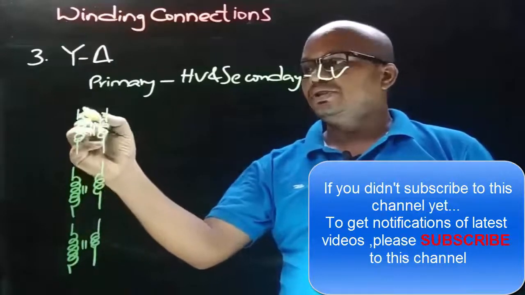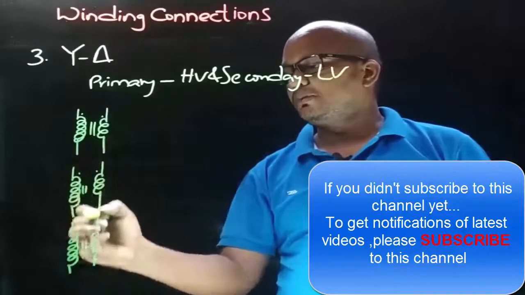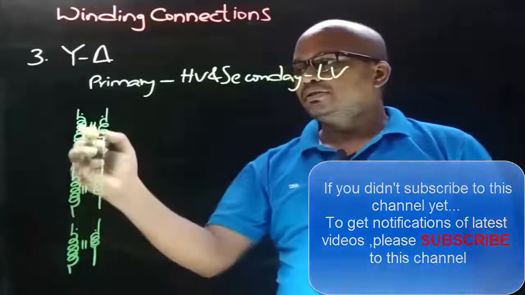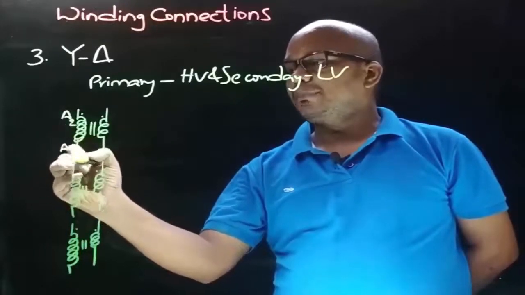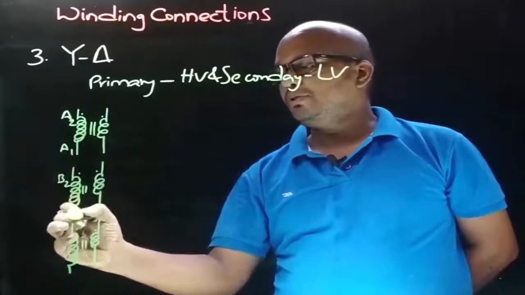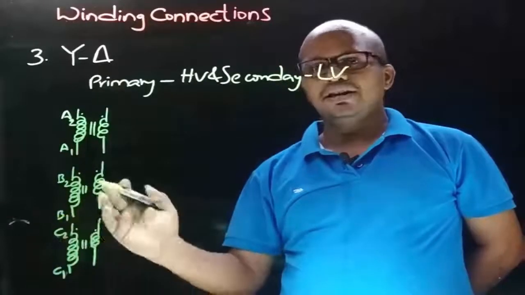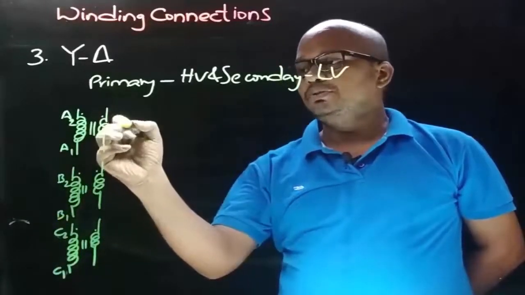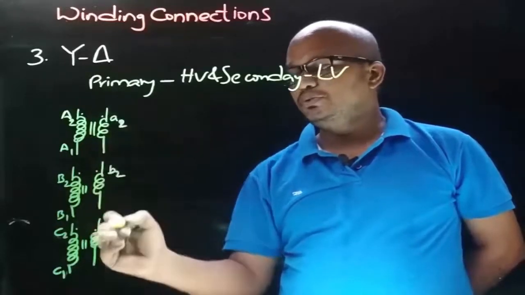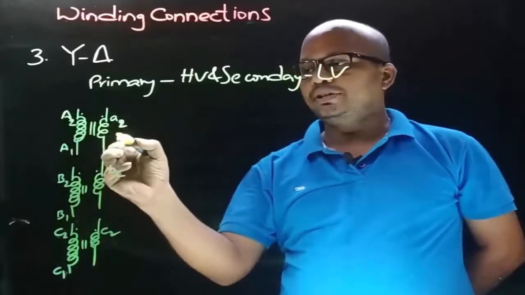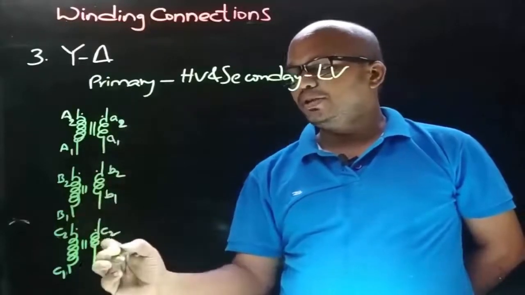Now let's give the notations, as this is the HV side. So HV side notations are in capital letters, and let's consider these as dotted end terminals on both primary side and secondary side. So on primary side the terminals are capital A2, capital A1, capital B2, capital B1, capital C2 and capital C1. Here A2, B2, C2 are considered as dotted terminals. So coming to secondary side, dotted end terminals are small a2, small b2, small c2, and non-dotted terminals on secondary side are small a1, small b1 and small c1.